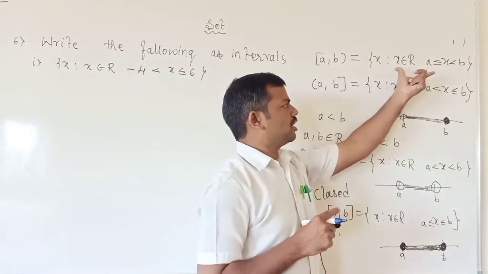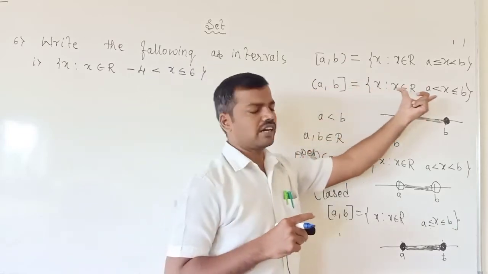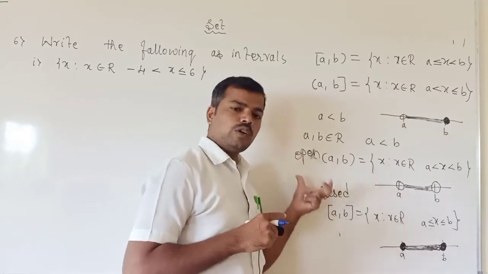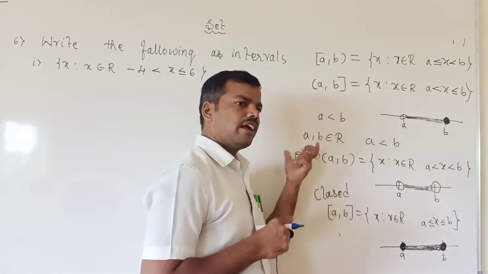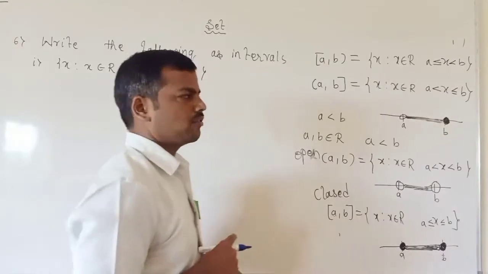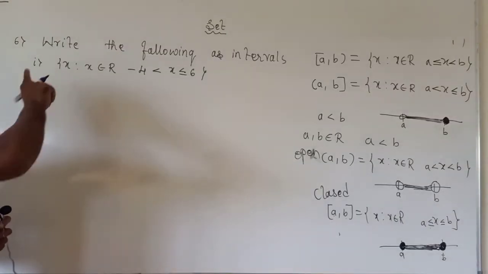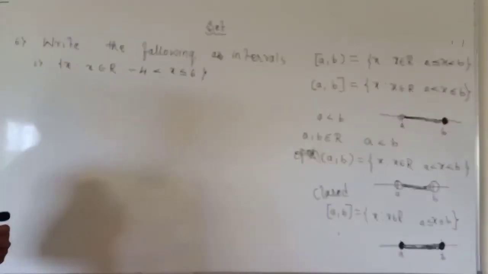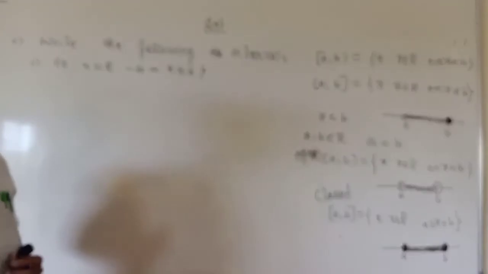So if they have given like this, we have to express like this. If they have given like this, we have to write like this. So here we got a clear idea about how to express. Using all these four intervals, first we are going to discuss the first problem. Write the following as an interval. Means we have to express this given set builder form into the roster form.